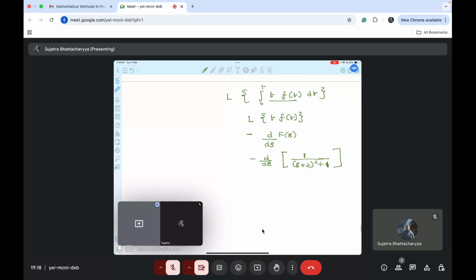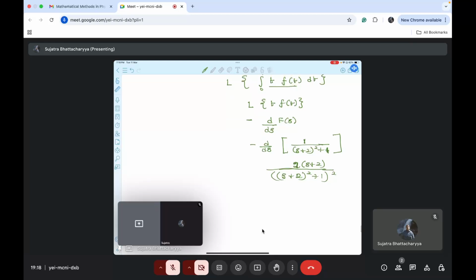Okay, so what will it be therefore? Minus minus will be plus 1, and it will be 2 times (s plus 2) over ((s plus 2) whole square plus 1) whole square. Right? This should be the answer. And then you have to take the integration of this.